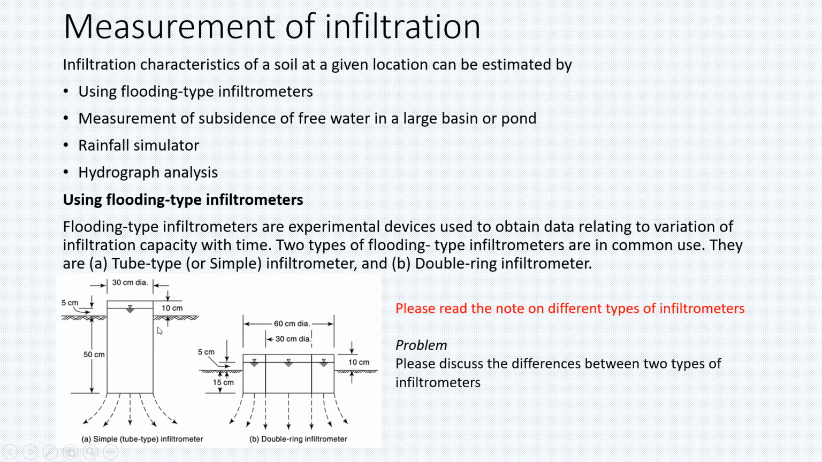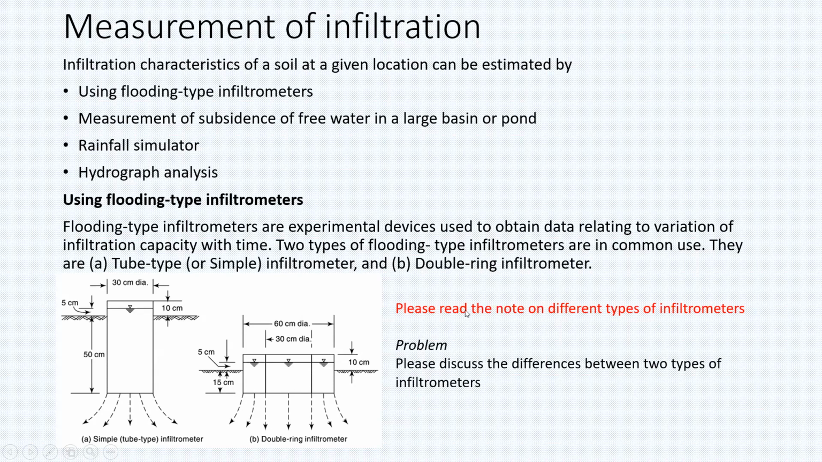I believe you have been introduced to these things during your O levels and A levels. If you read out these lines, flooding type infiltrometers are experimental devices used to obtain data relating to variation of infiltration capacity with time. Two types of flooding type infiltrometers are in common use. They are tube type or simple infiltrometer and double ring infiltrometer. So this is a single ring infiltrometer, a simple one, and a double ring infiltrometer.